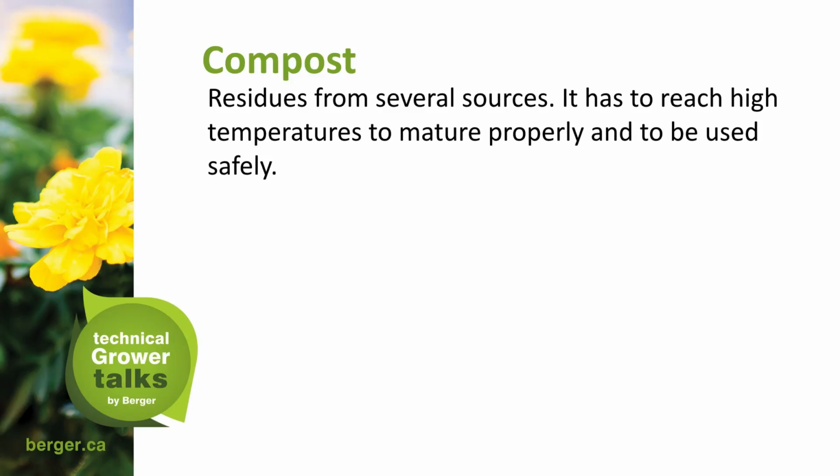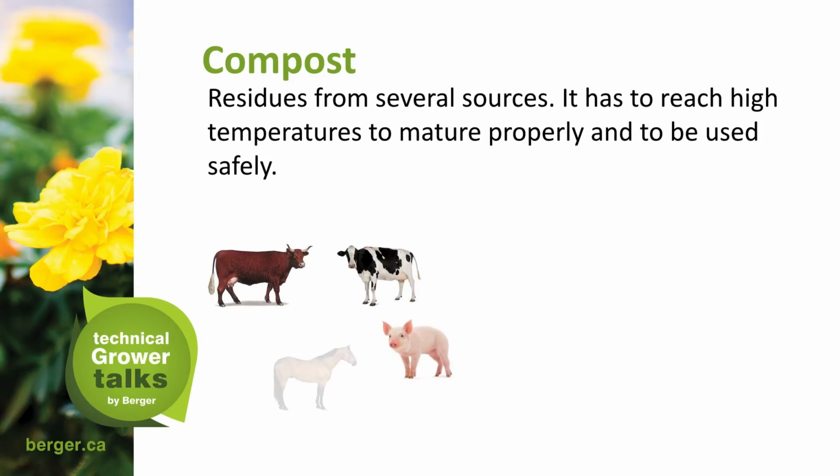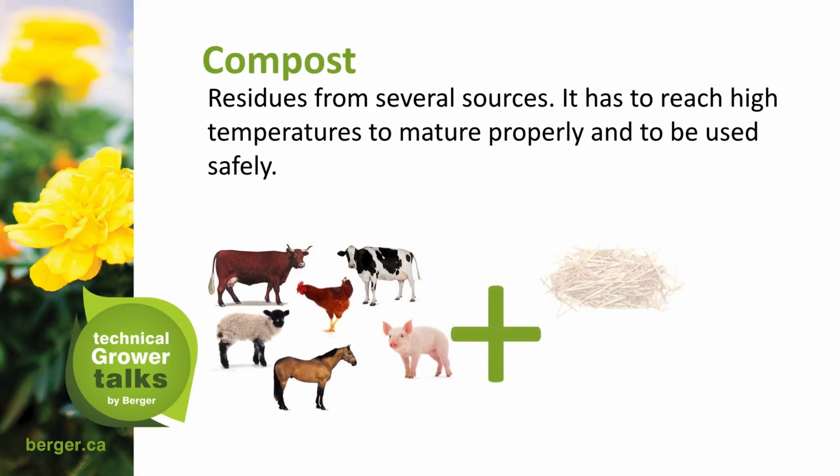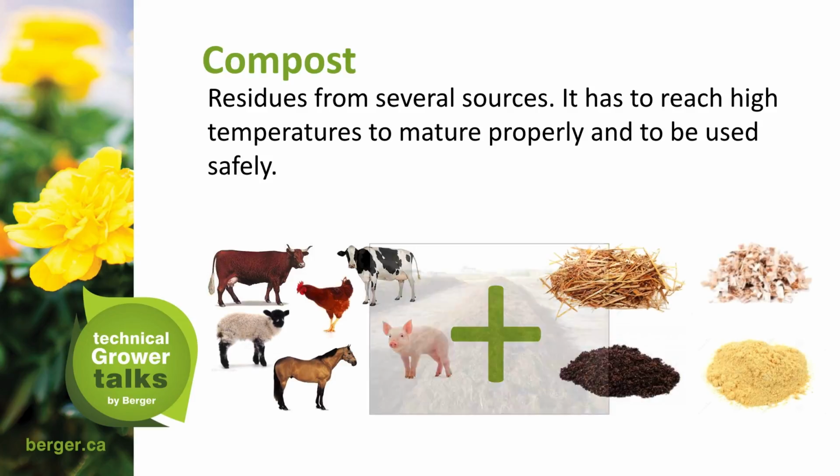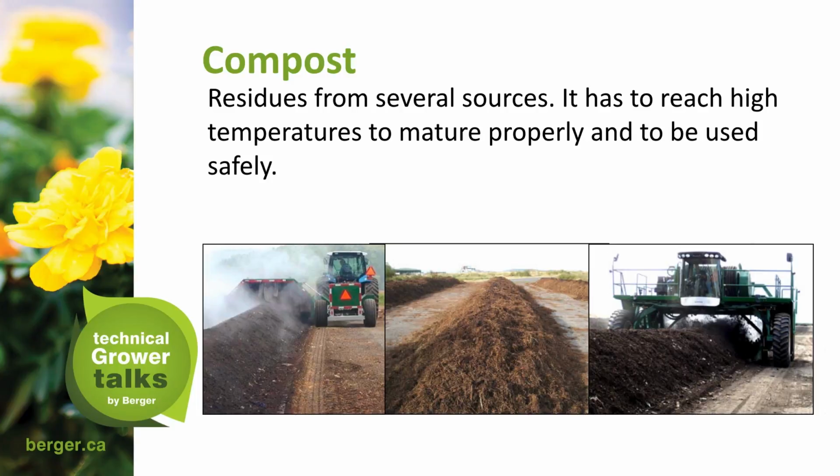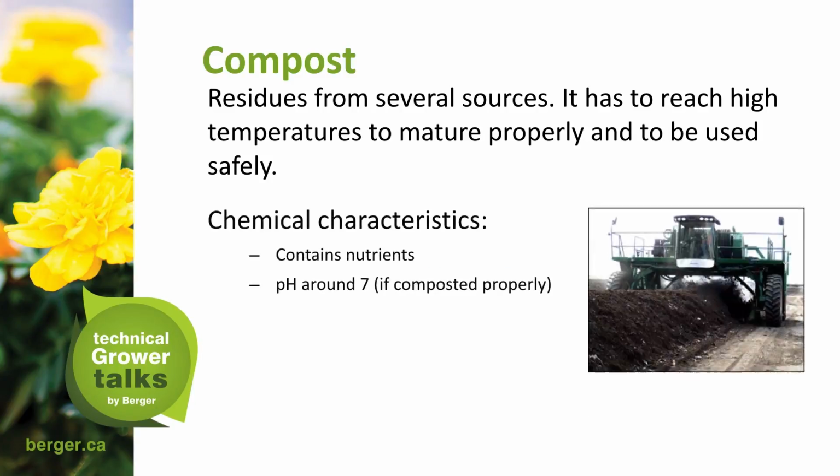Compost. Residues from several sources. It has to reach high temperatures to mature properly and to be used safely. Chemical characteristics: contains nutrients. pH is around 7 if composted properly. And the composting process is monitored on a daily and weekly basis to make sure that we have achieved the proper pH.